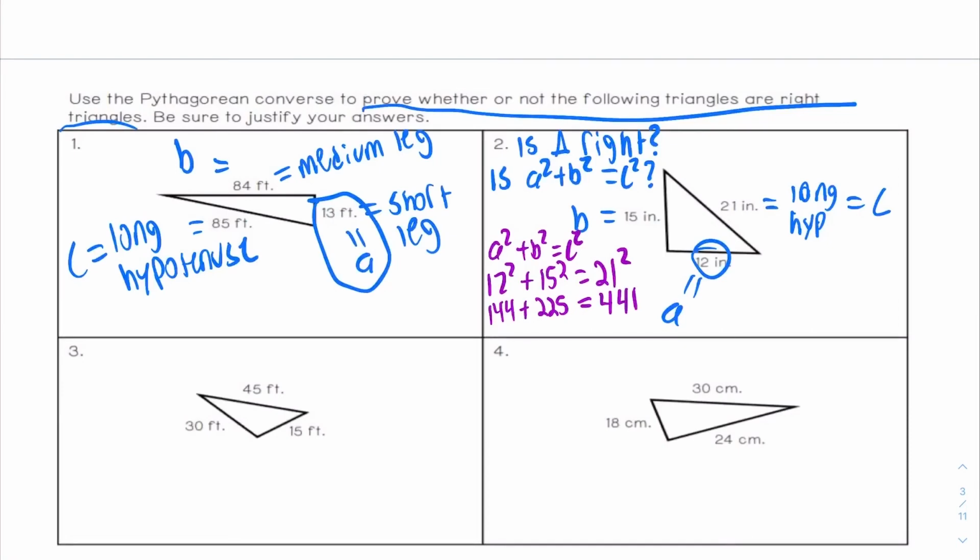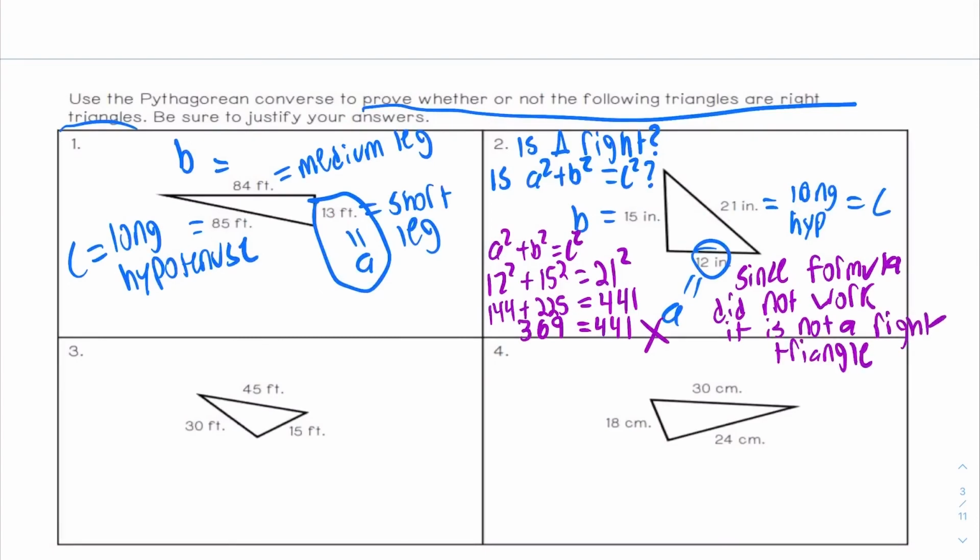Without even finishing the math, is a 100 plus a 200 going to make a 400? Probably not, but let's just make sure now. I predict that it won't. We're going to get a 9, a 6, and a 3. 369 equal to 441. That is not true. Since the formula didn't work this time, it's not a right triangle. Oh, and I didn't write it over here.